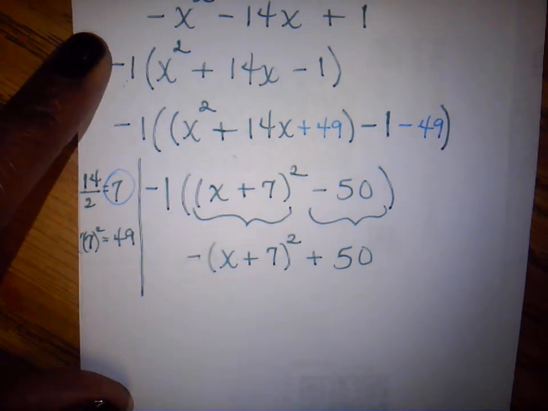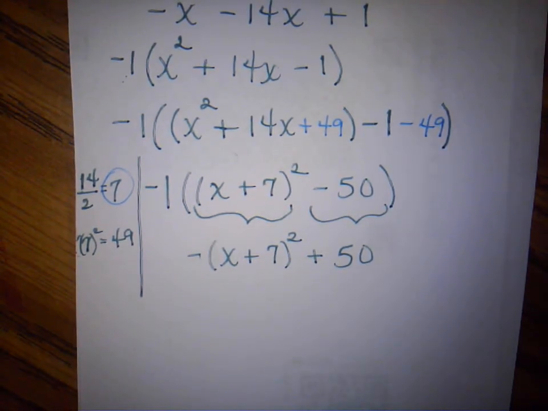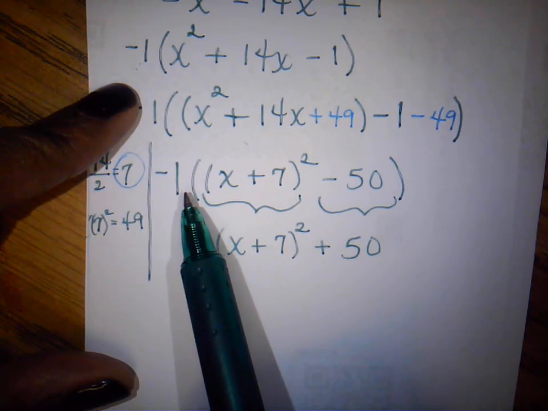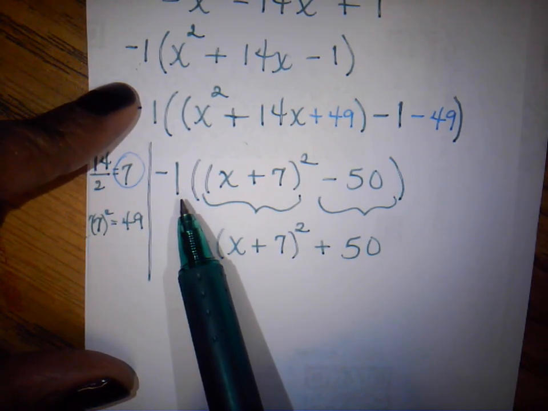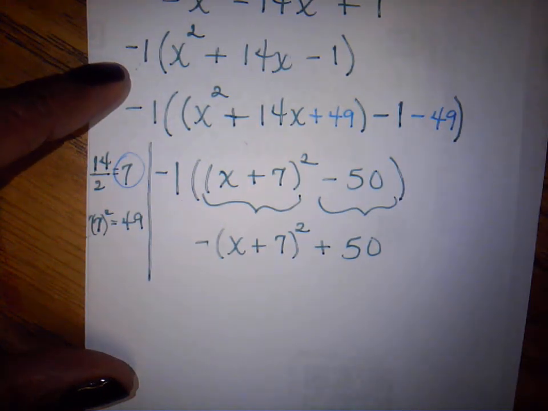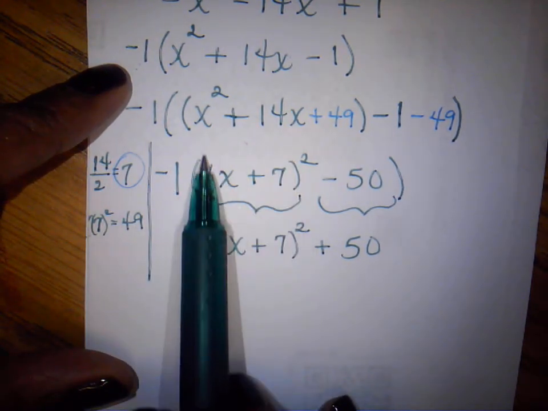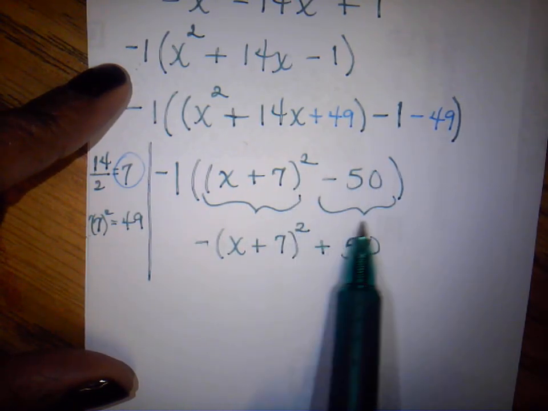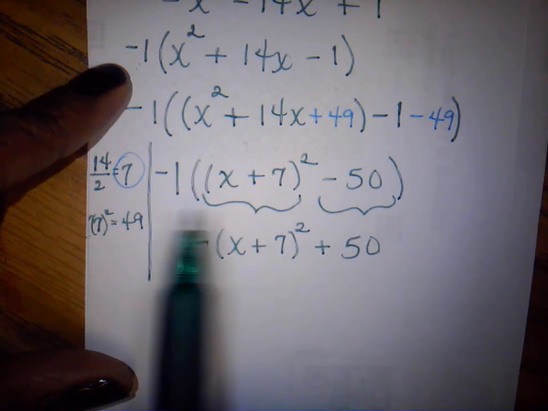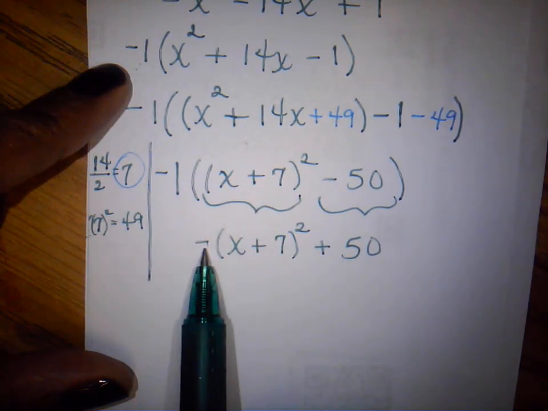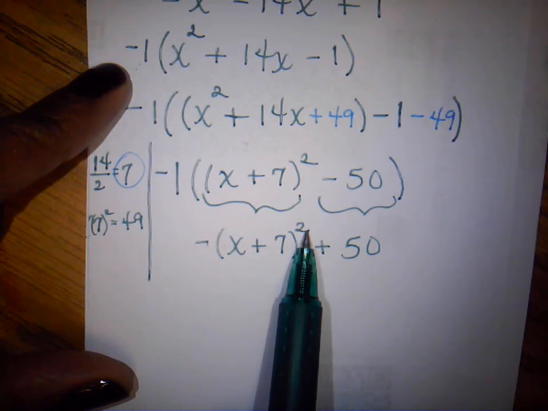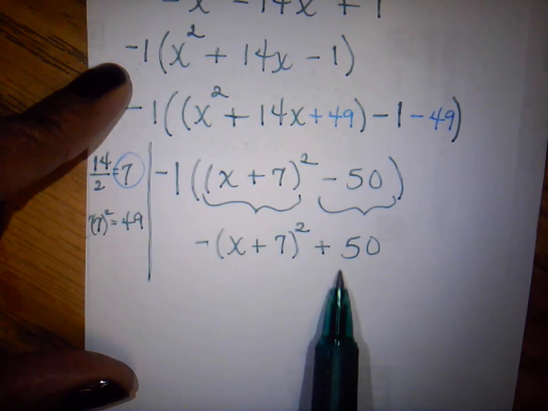When you see a number in front of a set of parentheses, what operation do we always use? Multiplication. We distribute using multiplication, right? So we said negative 1 times this quantity and negative 1 times this quantity, okay? Negative 1 times this is going to be the opposite of the quantity of x plus 7 squared. And negative 1 times a negative 50 is a positive 50.